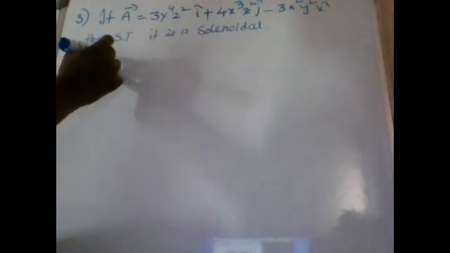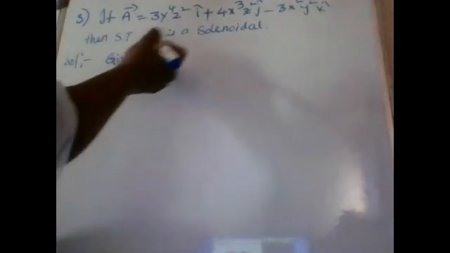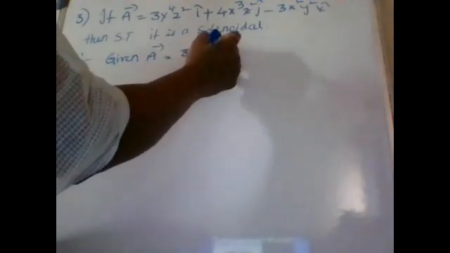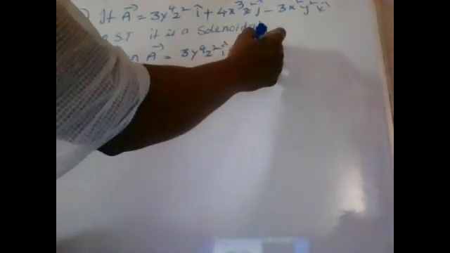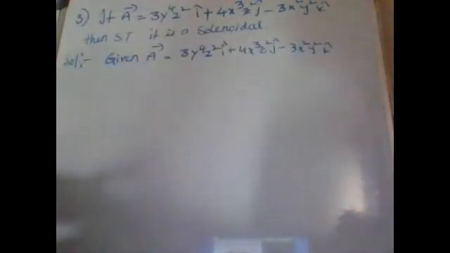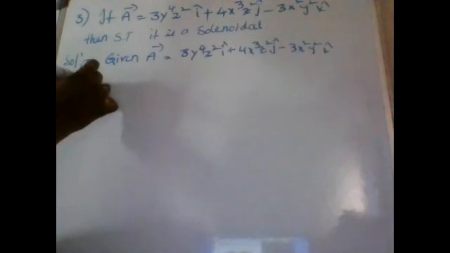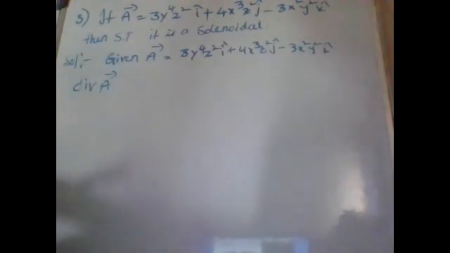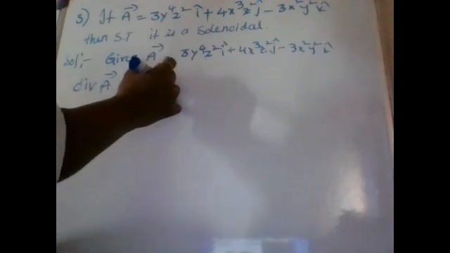In the solution, given A bar equals 3y⁴z² i plus 4x³z² j minus 3x²y² k. Here we have to show that the given vector is solenoidal. Solenoidal means the divergence of the given vector equals 0. So we have to find the divergence of A. If the divergence of A equals 0, then we say the given vector A bar is a solenoidal vector. Divergence of A means del dot A bar.